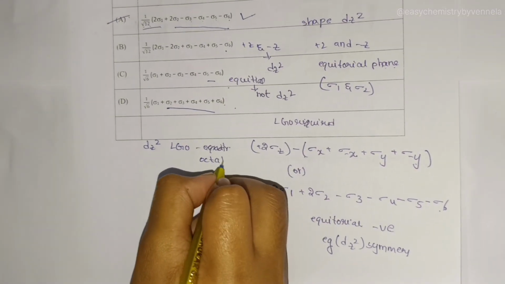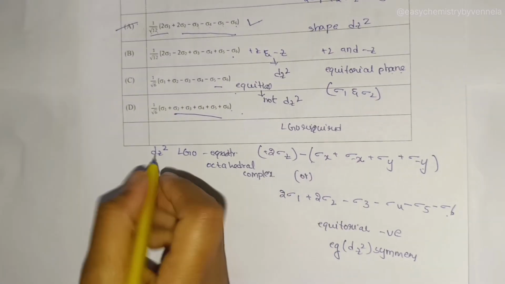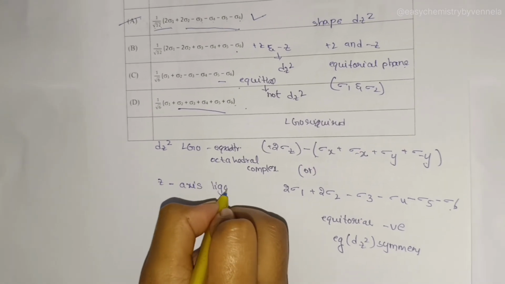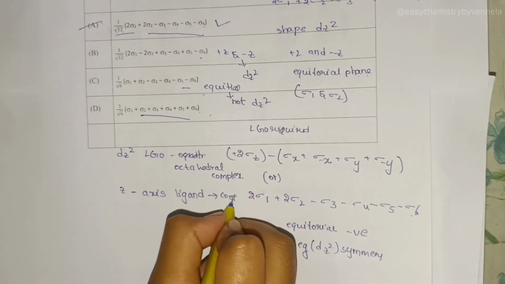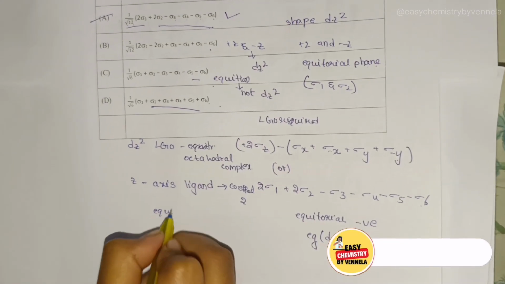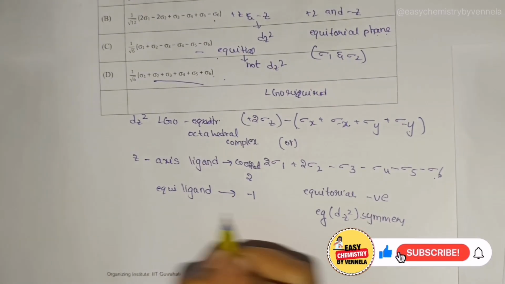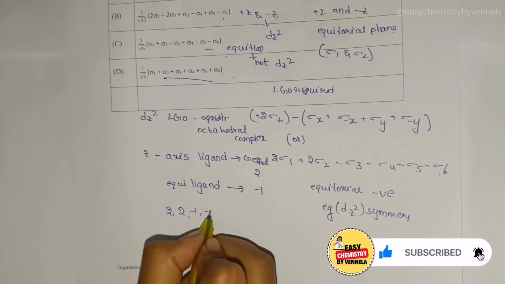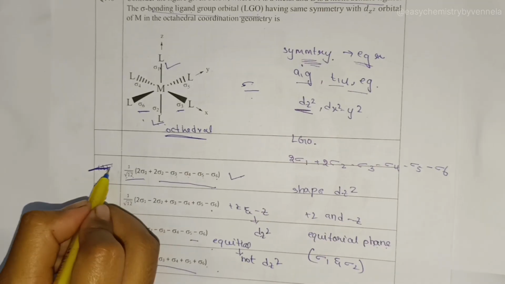For dz square, the LGO in the octahedral complex: the z-axis ligand coefficient is 2. Next, the equatorial ligand coefficient is -1. So 2, 2, -1, -1, -1 and finally -1. So this is the correct answer.